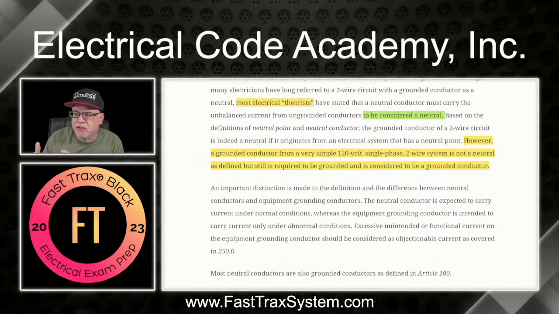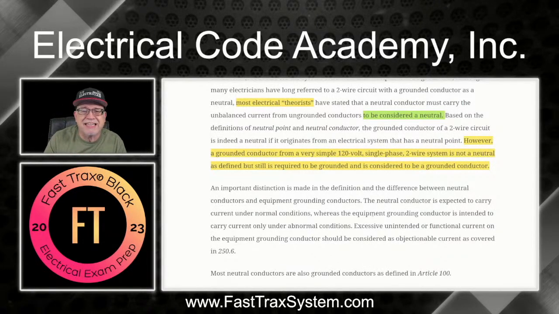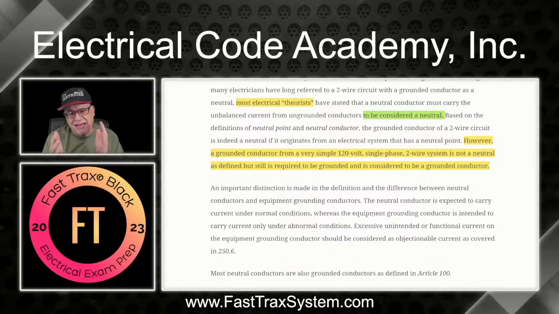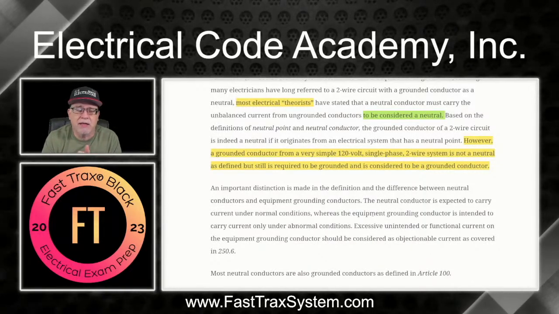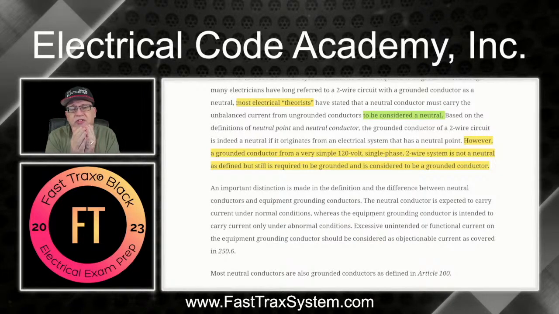The equipment grounded conductor is only going to carry current under an abnormal condition, a fault condition, whereas the neutral conductor is expected, based on the definition, to carry current all the time at any given time. Now, you could have something that's balanced, right? You could have a neutral conductor with zero current traveling on it if you have 10 amps on A and 10 amps on B, and the neutral is going to see zero due to a cancellation effect, right?